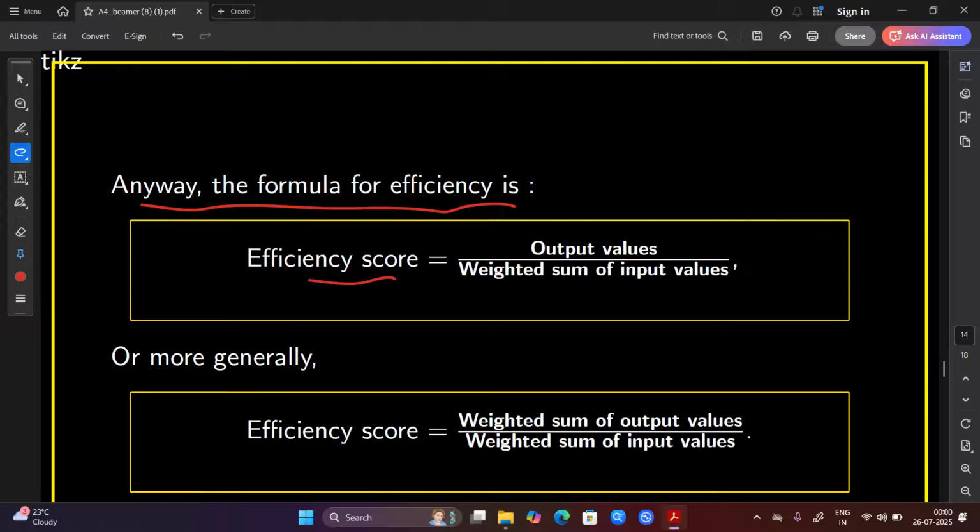Anyway, the efficiency formula is efficiency score equals output value divided by weighted sum of input value, or more generally we can write efficiency score equals weighted sum of output value divided by weighted sum of input value.